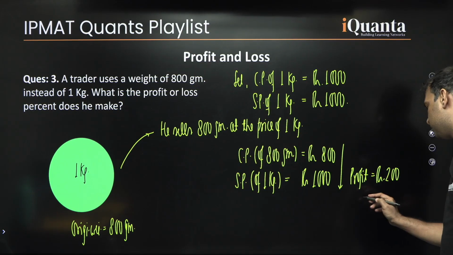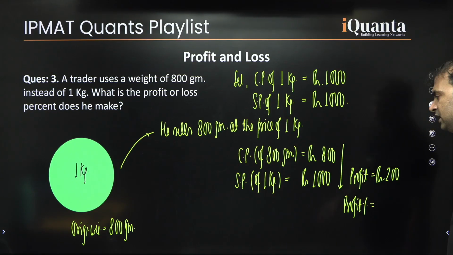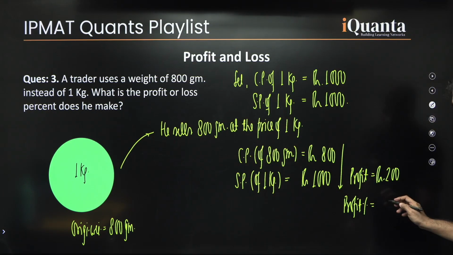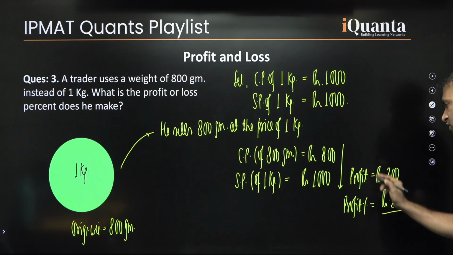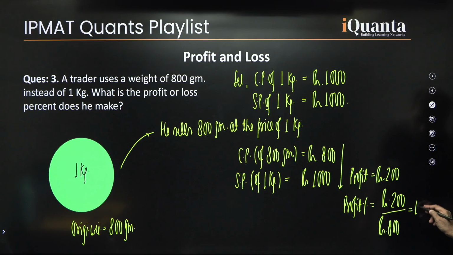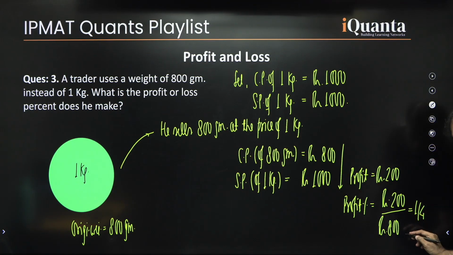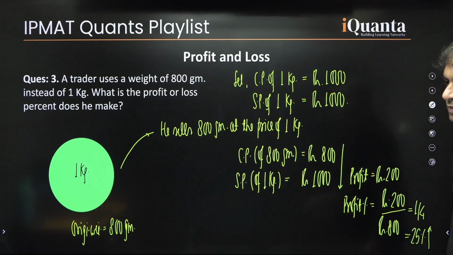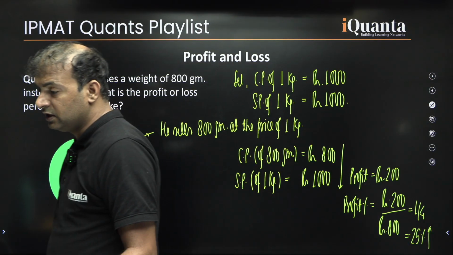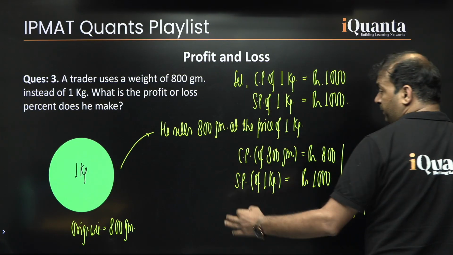And what should be the profit percentage in this case? So guys, the profit percentage is profit upon CP, profit upon cost. So the profit is 200 and the cost is how much? The cost is 800. So this is 1 by 4, and 1 by 4 we can further say is how much? Obviously 25%. So in this way we can say that the trader is making 25% profit in this particular problem. All right, I hope you are able to understand these basic questions.